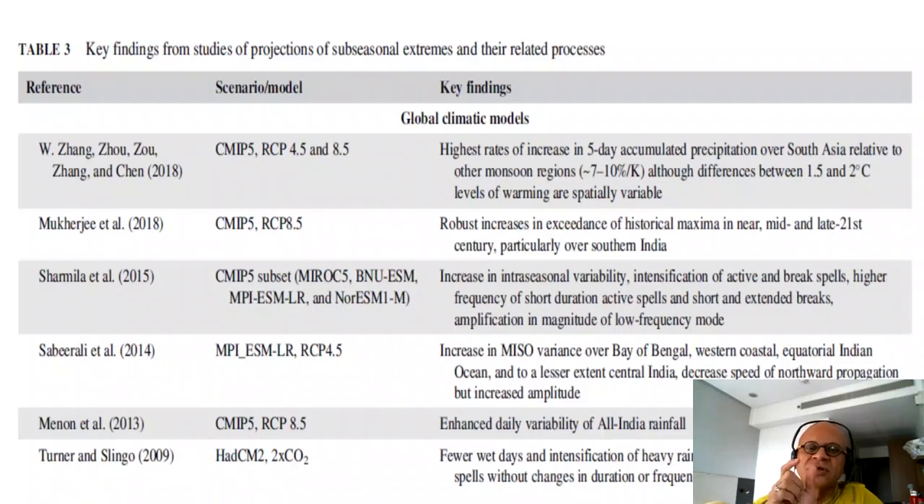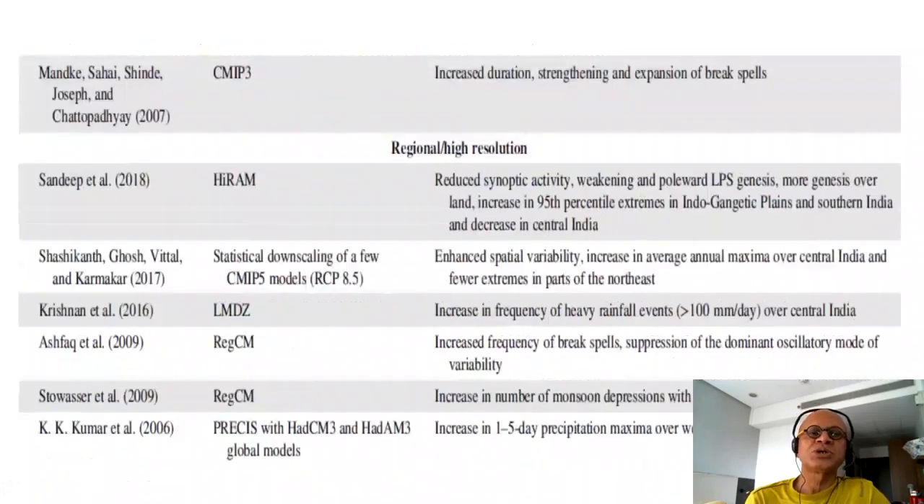Active spells are supposed to have become shorter term, around 6 days, and they have become more intense, but break spells have become more frequent but less intense because of increased humidity, whereas this one says intensification of active and break spells are both changing, but their duration and frequency doesn't change in a double CO2 experiment.